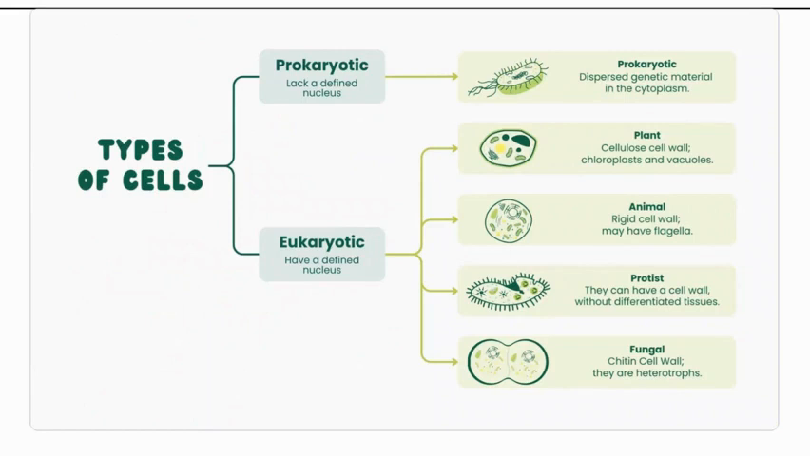There are the plant cells, which have the cellulose cell wall, chloroplasts, and vacuoles. Then there are the animal cells, which have rigid cell walls and may have a flagella. And then there are the protist cells, which can have a cell wall, but they don't have a differentiated tissue. And there are fungal cells, which have a sheeted cell wall and they're heterotrophs.